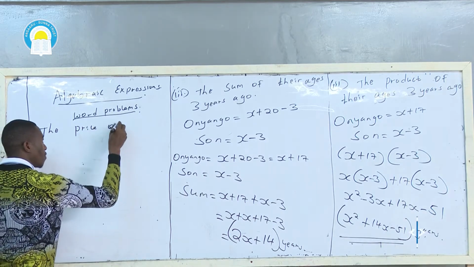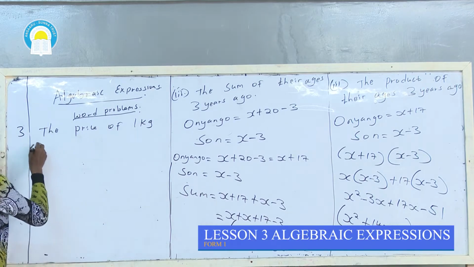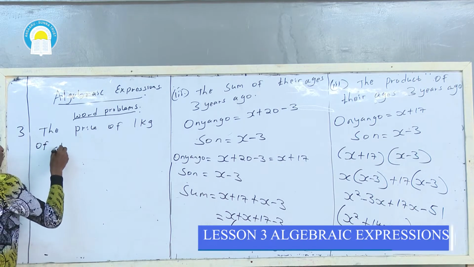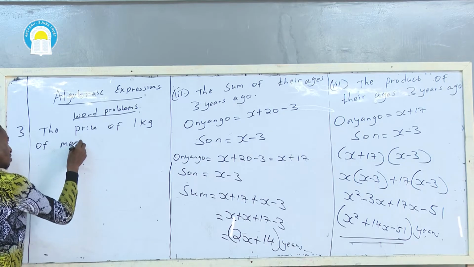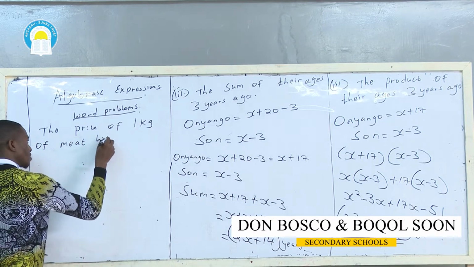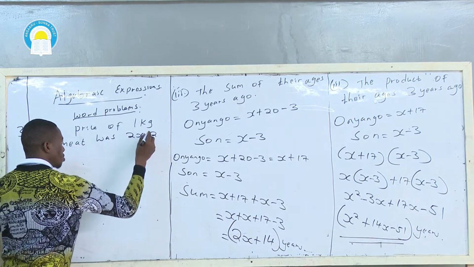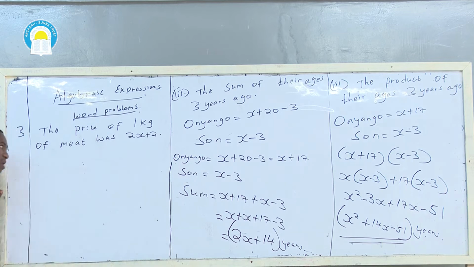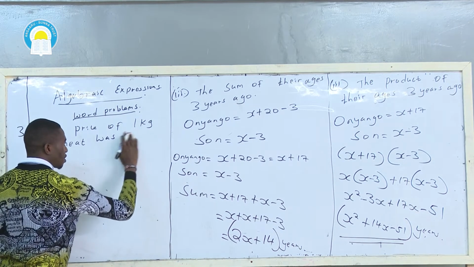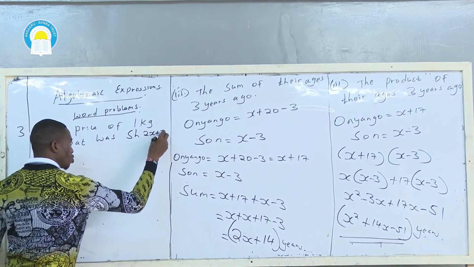So number 3 question right now is the price of 1 kg of meat. The price of 1 kg of meat was 2x plus 2. That one is in shillings. Let me write it well. Was 2x plus 2 shillings.